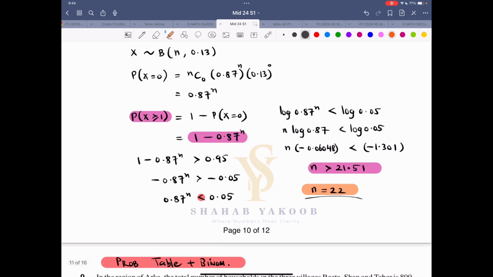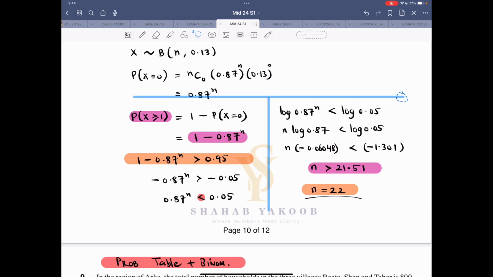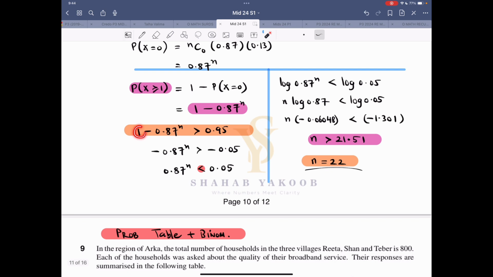So let me highlight this, the orange thing: 1 minus this thing is greater than 0.95. Now we are solving this. The first thing that needs to be done is that 1 should be taken to the other side. There are 2 negative signs. Get rid of the negative because we won't be able to use logs. So this is the first flip of the inequality. Let me write over here, this is the first flip that is done.